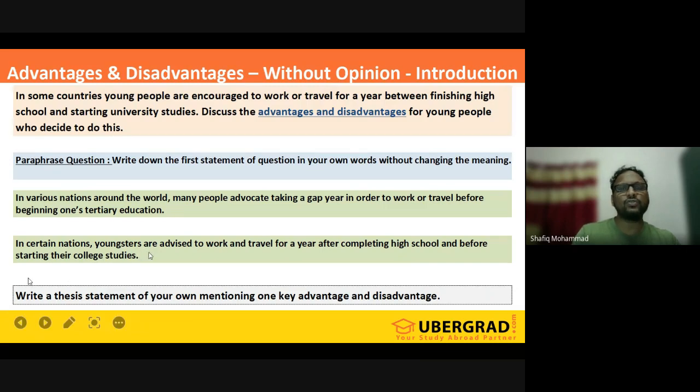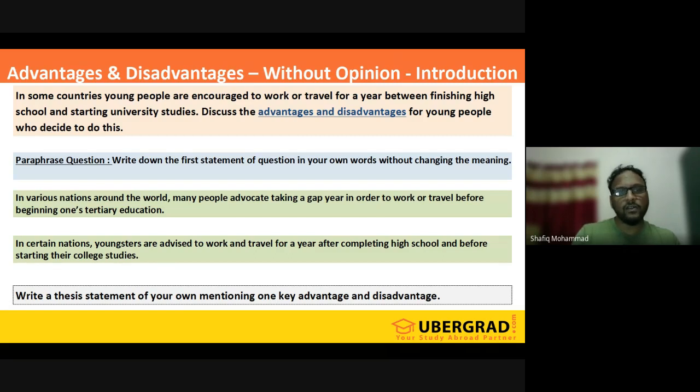So there is no need, like I told you, to use high-end words. Even if you use normal general words, it's fine, but it should be paraphrased. That is what the examiner wants. The examiner looks at the range of vocabulary, not high-end vocabulary. Whether you can use a simple synonym instead of writing the same thing from the question, that is what he checks.